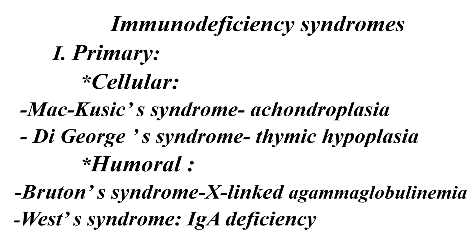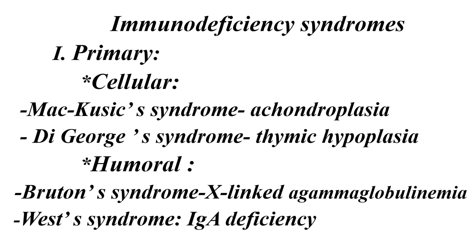In the cellular type, there are disorders of T cell formation. T cells are responsible for cellular immunity. There are Merkel syndrome and DiGeorge syndrome. In Merkel syndrome, achondroplasia forms. In DiGeorge syndrome, thymic hypoplasia forms.